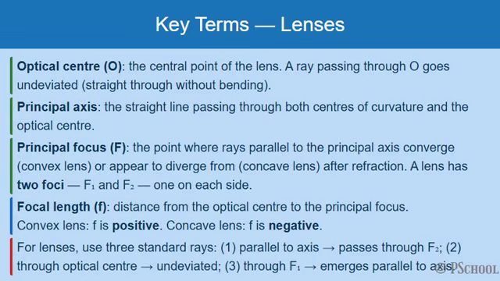For ray diagrams, use three standard rays. One parallel to the axis passes through f2 after refraction, one through the optical center passes undeviated, and one through f1 emerges parallel to the axis.